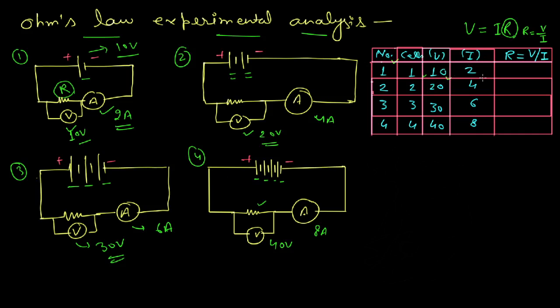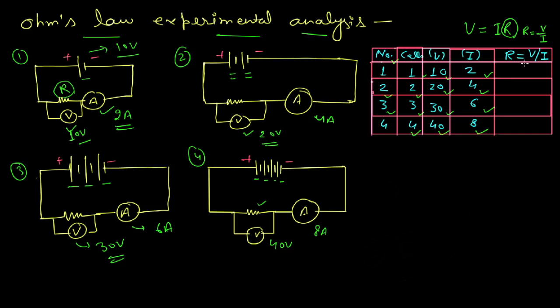In the first case, we have taken only one cell, the potential is 10 volt, and the current flowing through the ammeter is 2 ampere. In the second case, I have used two cells, the potential is 20 volt and the current is 4 ampere. In the third case, I have used three cells, 30 volt, and the current is 6 ampere. In the fourth case, I have used four cells, which is 40 volt, and the current is 8 ampere.